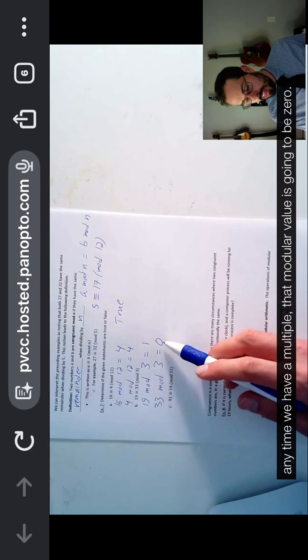It's 3 times 11. You can see how knowing your multiplication tables is pretty darn useful for these sorts of things. We'll talk about how to use a calculator as well. We've seen that already with conversion in a previous section. But 33 mod 3, since it is a multiple of 3, anytime we have a multiple, that modular value is going to be 0. Because if you're a multiple of 3, it means that when you divide that number by 3, you get a remainder of 0, divides evenly.